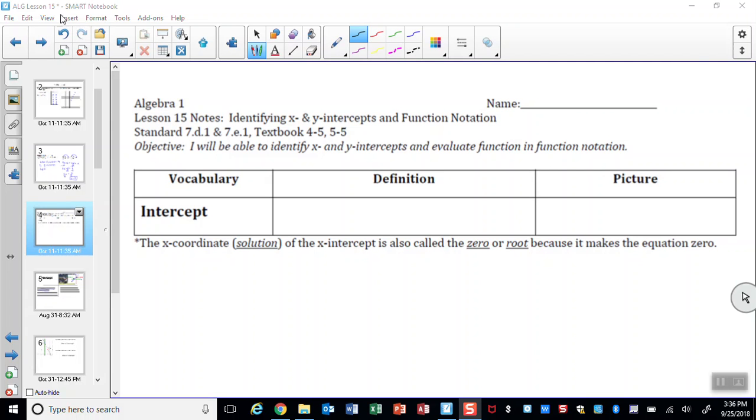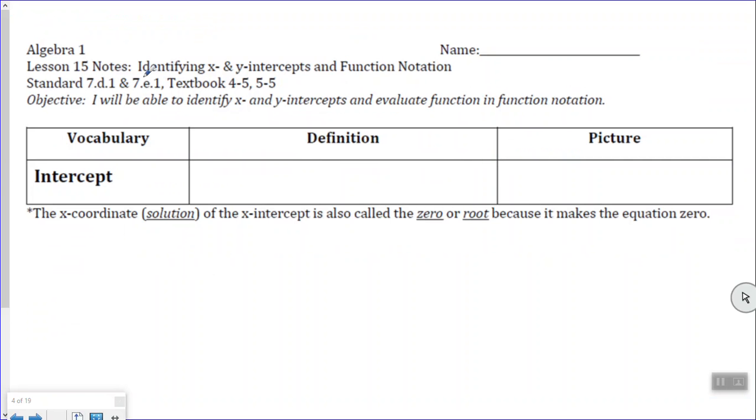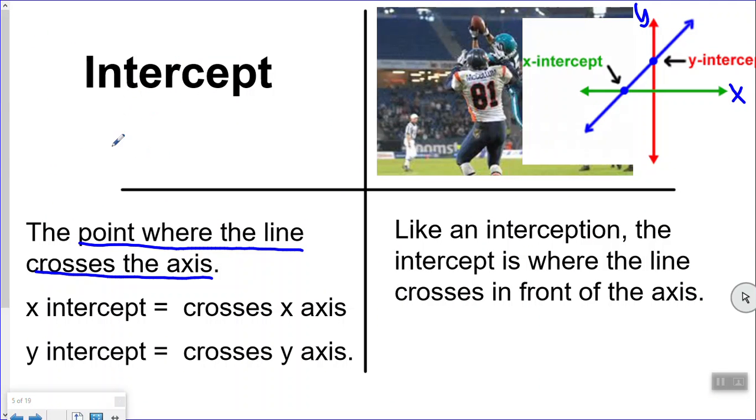In this video, we are going to learn how to identify x and y intercepts and evaluate functions in function notation. So, what is the intercept? An intercept is the point where the line crosses the axis. The x-intercept is the point where it crosses the x-axis. The y-intercept is the point where the line or graph crosses the y-axis.